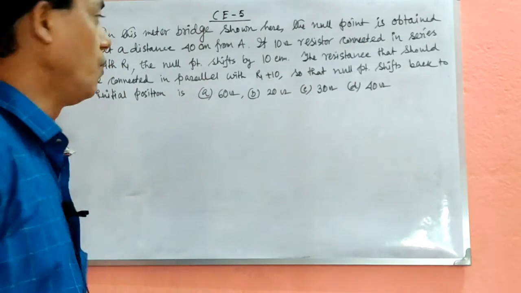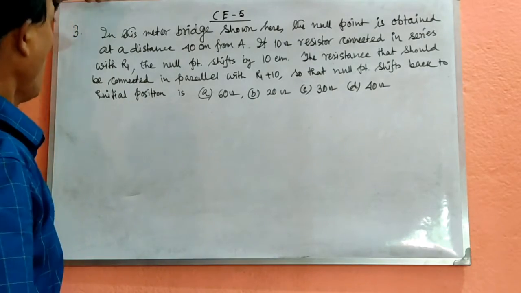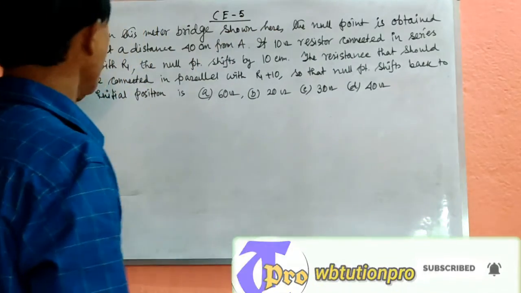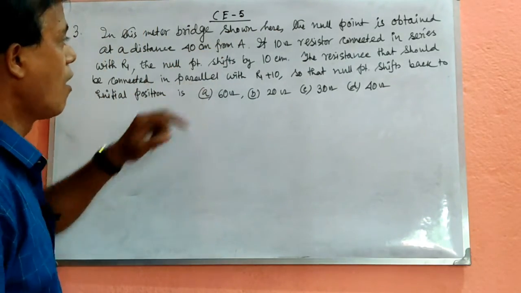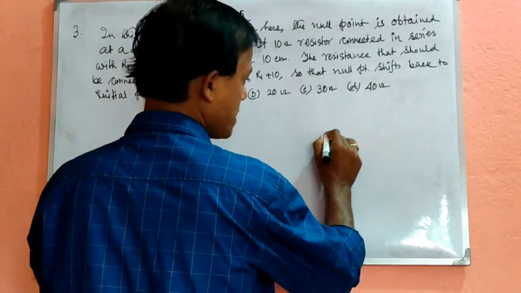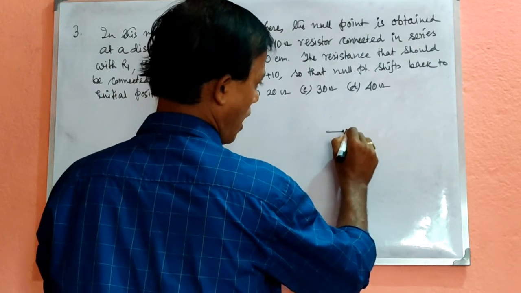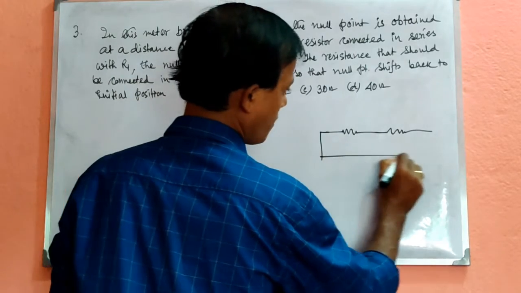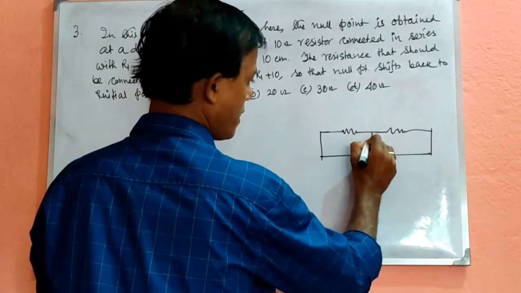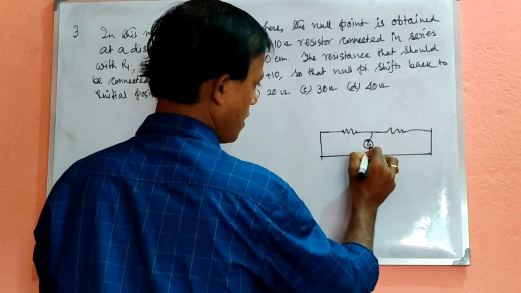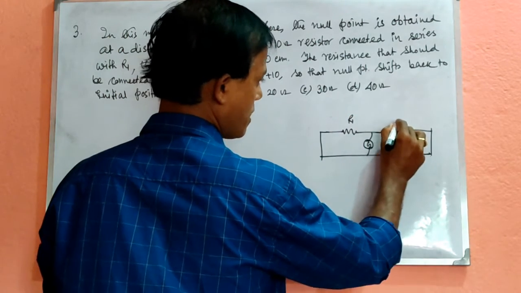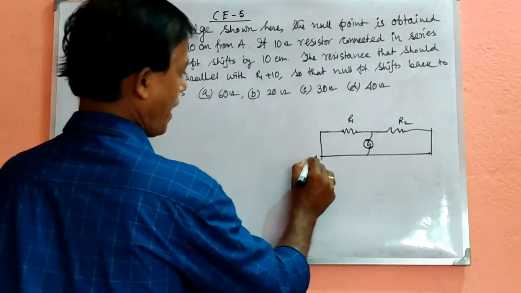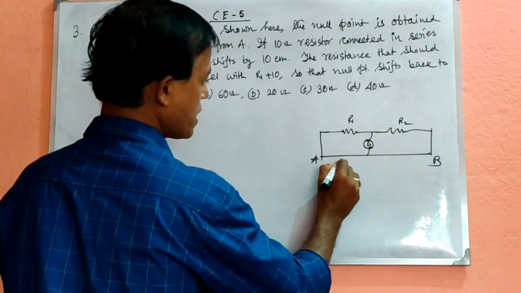Let's start with another problem. Okay friends, in this meter bridge shown here, the null point is obtained at a distance 40 centimeter from A. This is a meter bridge, R1, this is R2, and this is the wire, and this is the galvanometer G. Let R1, let R2. First time at A, B, this is 40.